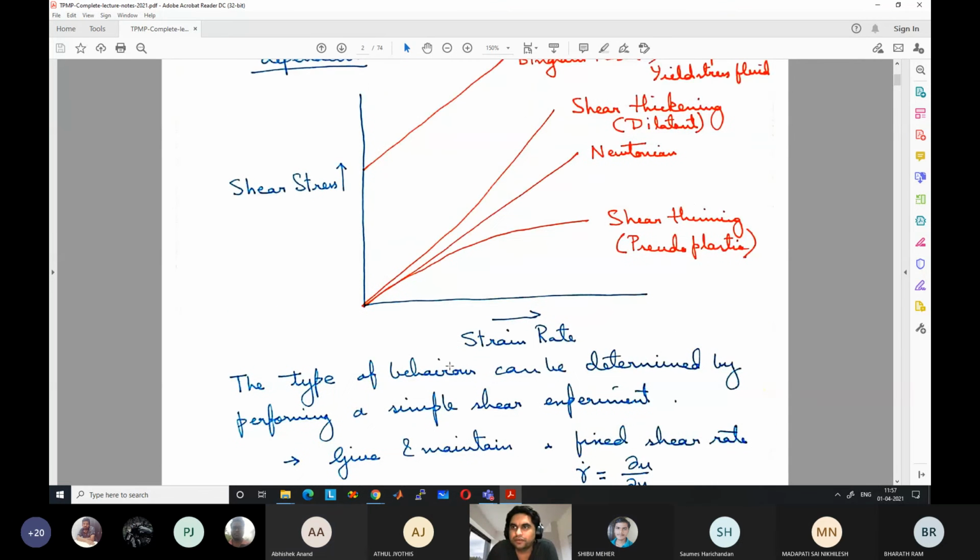Obviously, without force, there will not be any deformation. So you have to have some force for the deformation to occur, right? Deformation rate. Deformation can be there without force in a fluid. That is the distinction of a fluid.